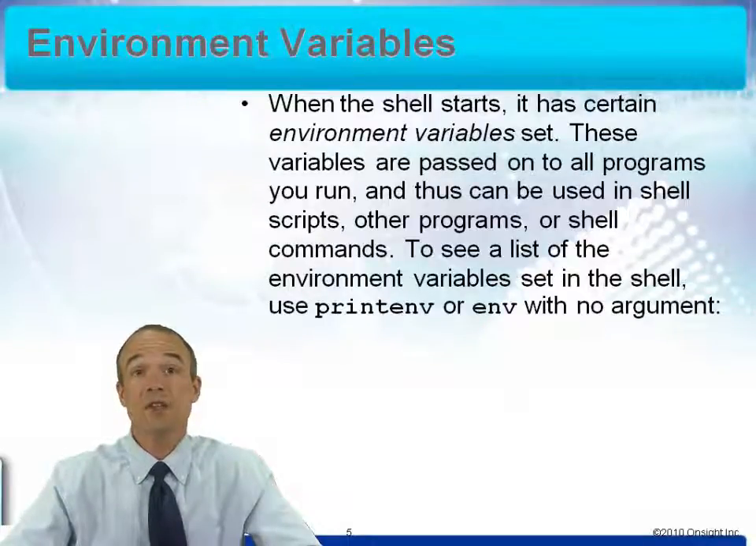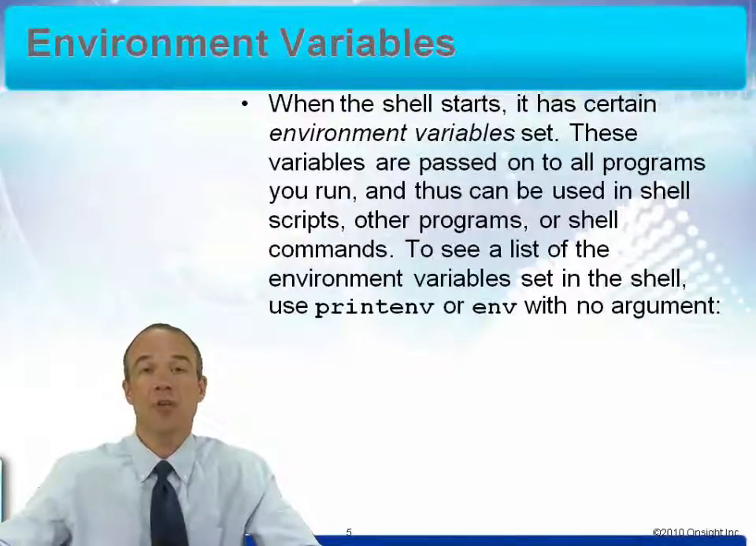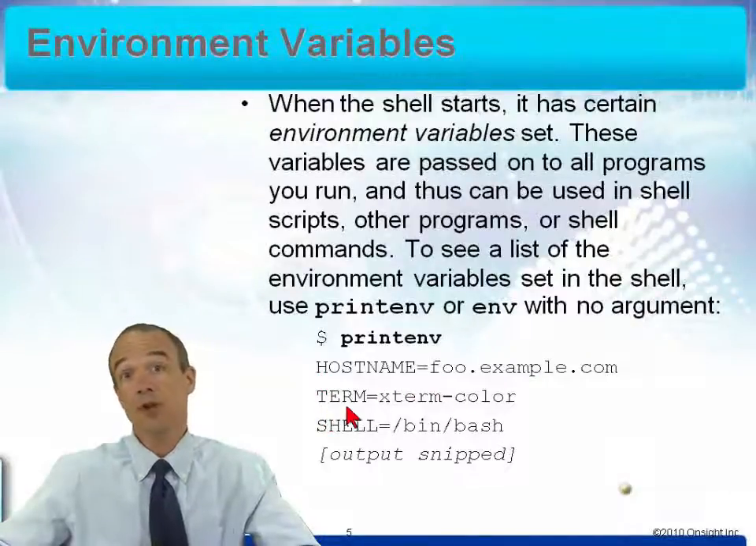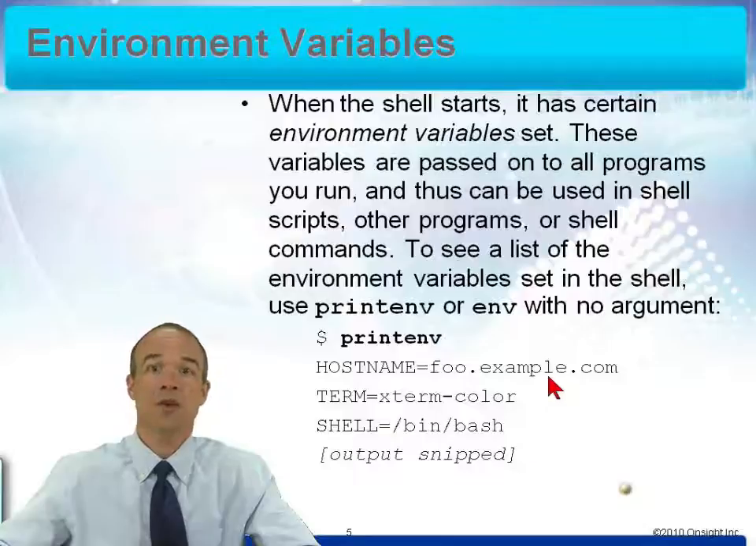If you want to see a list of the environment variables set in your shell, just fire up the shell and enter printenv or simply env with no argument. So here's an example. We do a printenv and we see the variable HOSTNAME is set and here's its value. The variable TERM is set, SHELL, and so on. There'll be a long list of variables displayed.